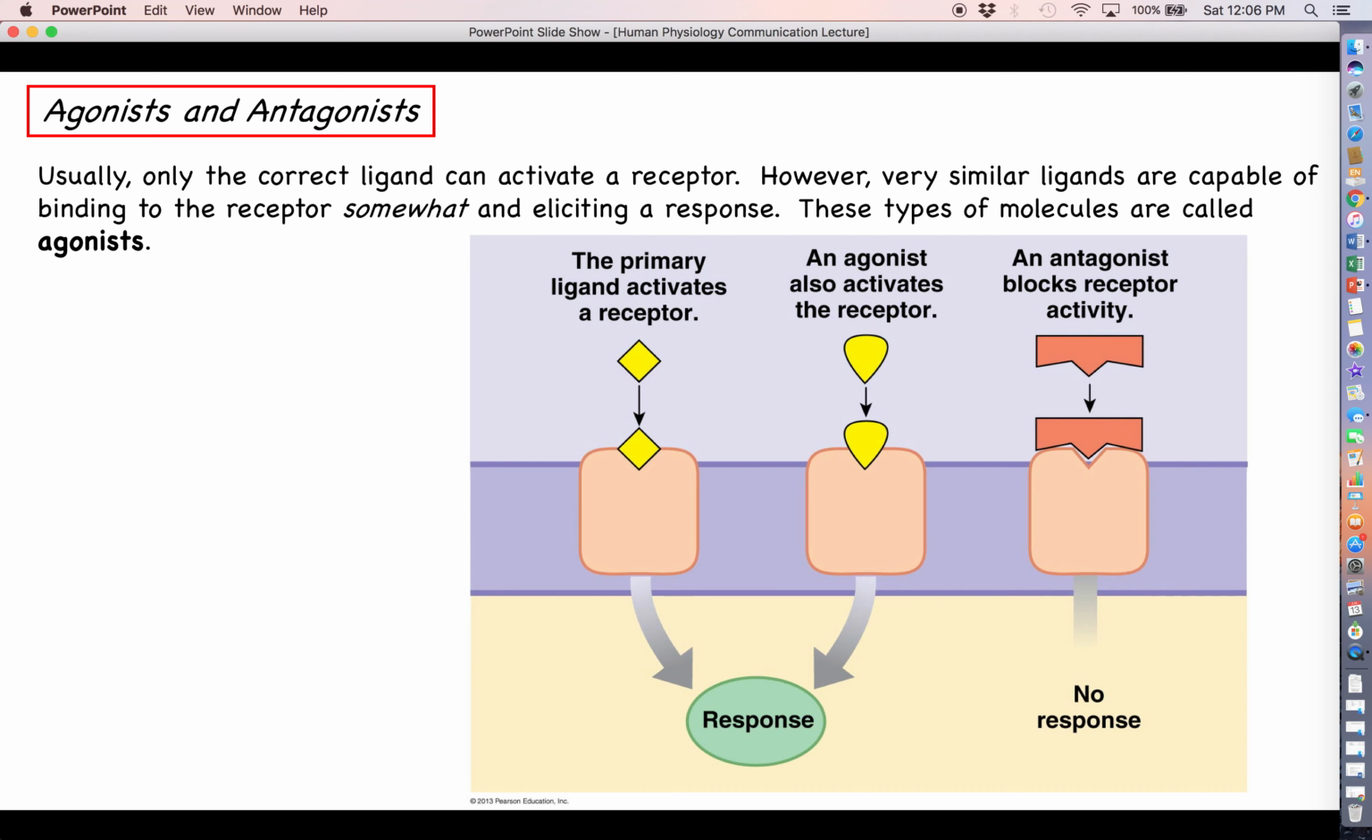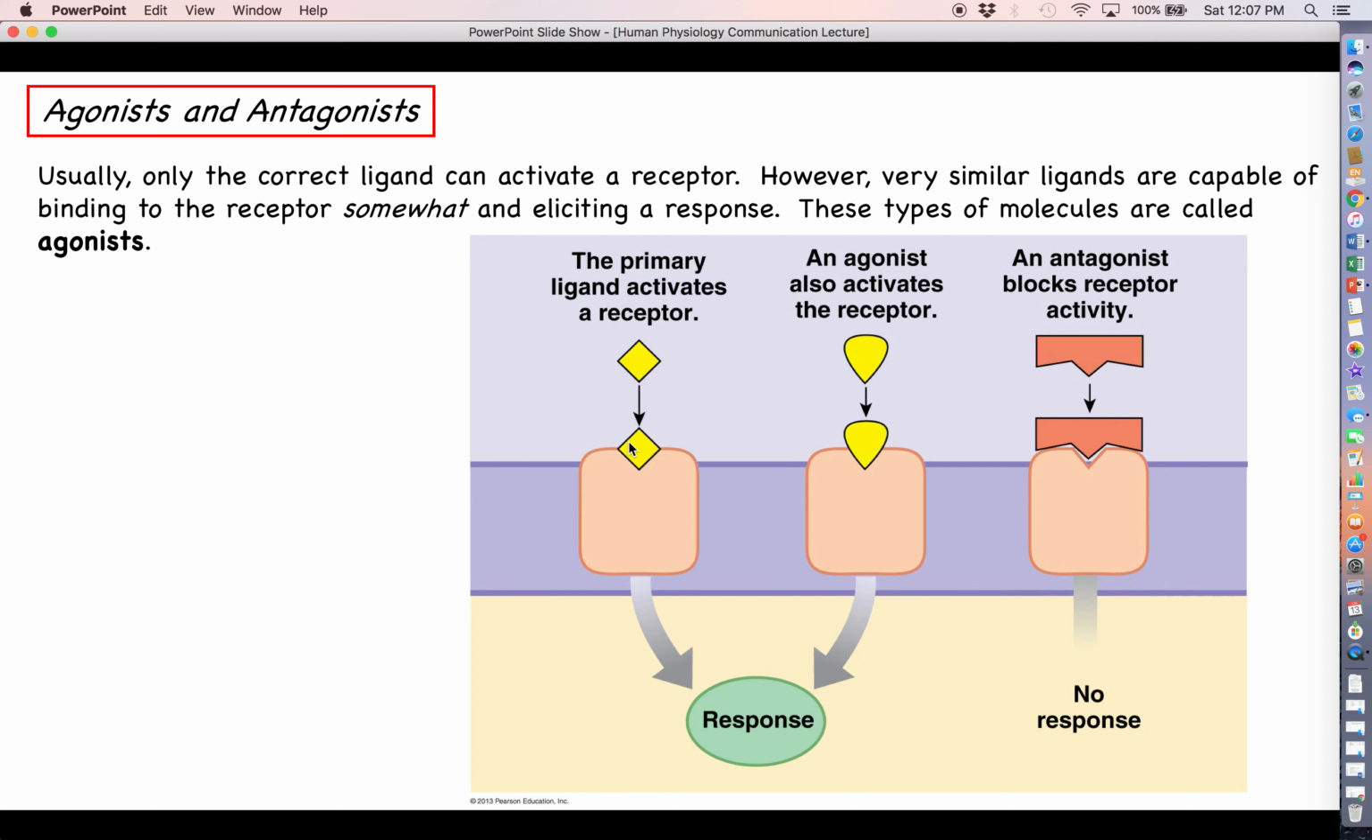But this is not strictly true, even though that is a very good analogy to commit to your memory. What is reality is that ligands that are structurally very similar to what we'll call the natural or normal ligand are still capable of binding to the receptor and somewhat eliciting a response. It may not be the full response. In some cases, it may even be well beyond the sort of response we might expect. But these types of molecules that are not the actual primary or natural ligand but still activate the receptor are called agonists.